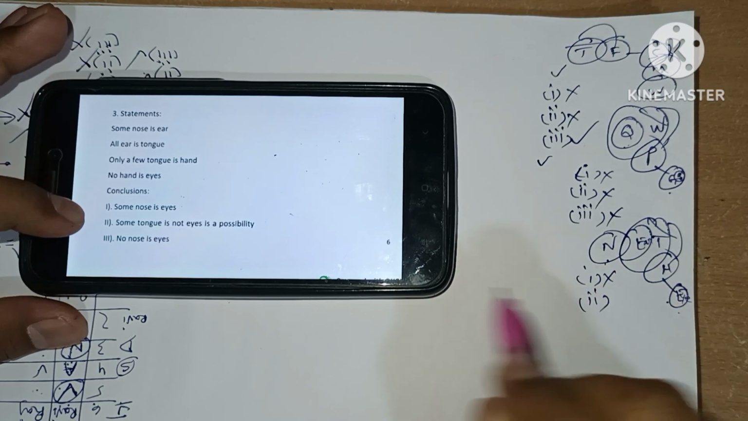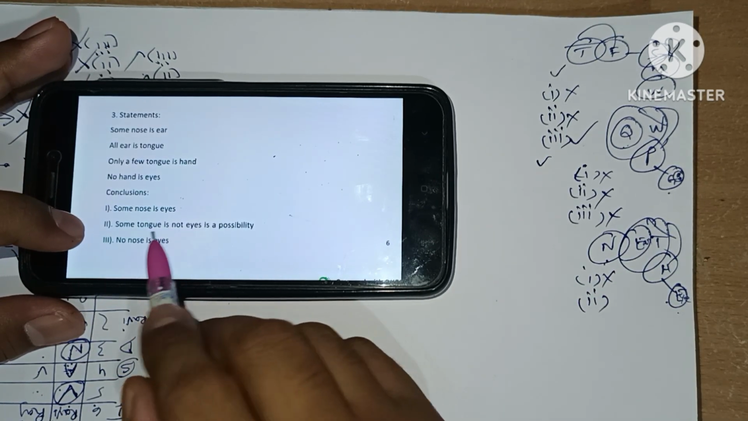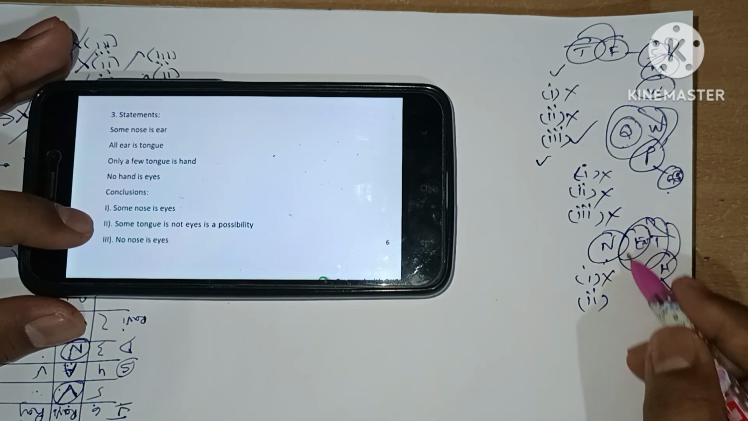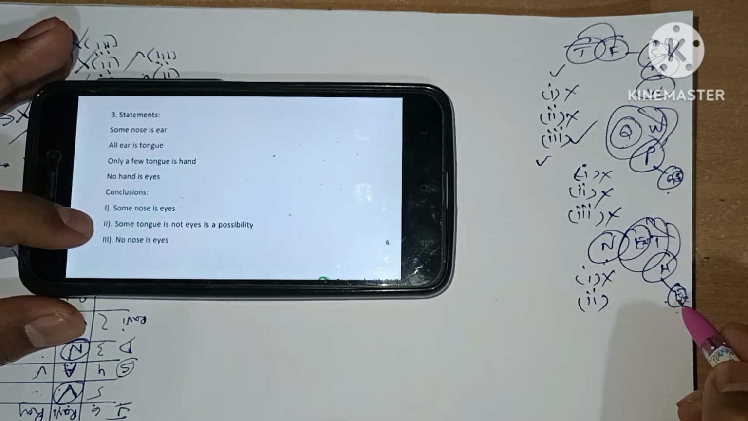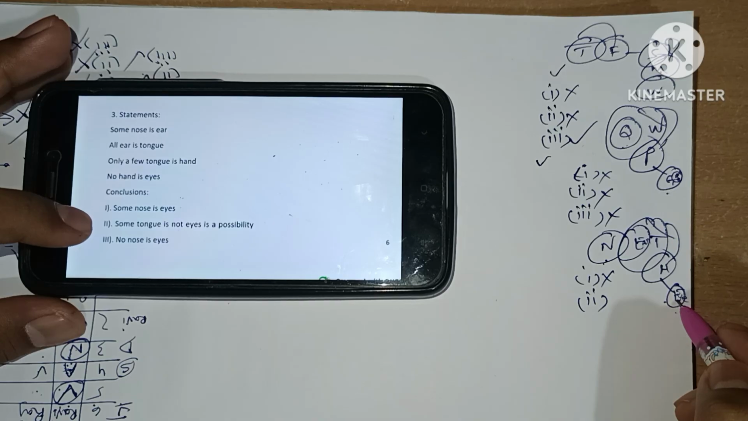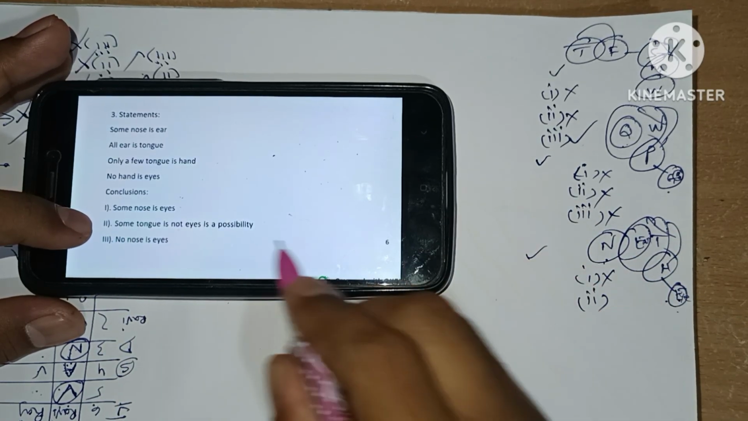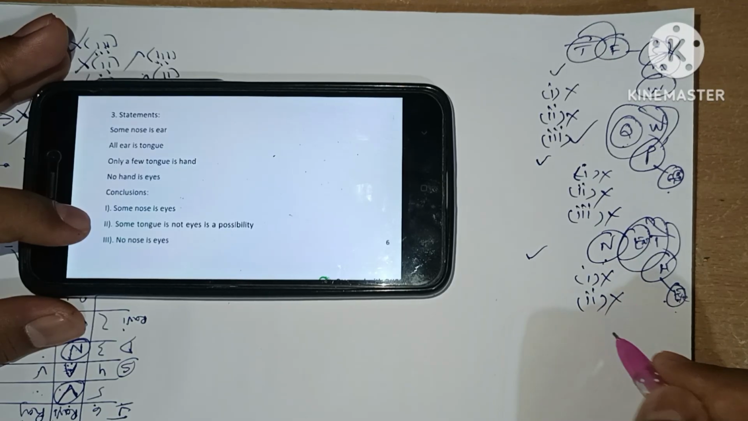Second conclusion, some tongue is not eyes. We check all tongue can be eyes. All tongue can be placed inside eyes. It is not possible. All case not possible means some not case will be true. True is a possibility.